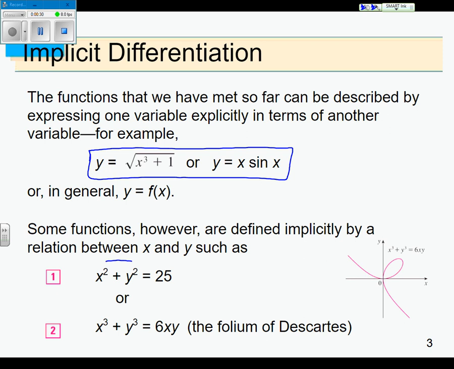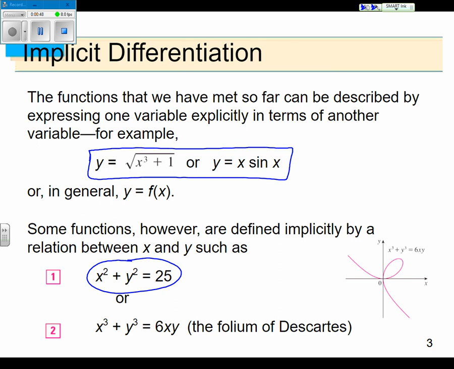For instance, our friend the circle here. We're going to come back to him in just a minute. As you can see, it's not solved for y. I could solve it for y and end up with a plus or minus and a nasty square root, but sometimes it's just going to be easier to go ahead and differentiate this function implicitly.